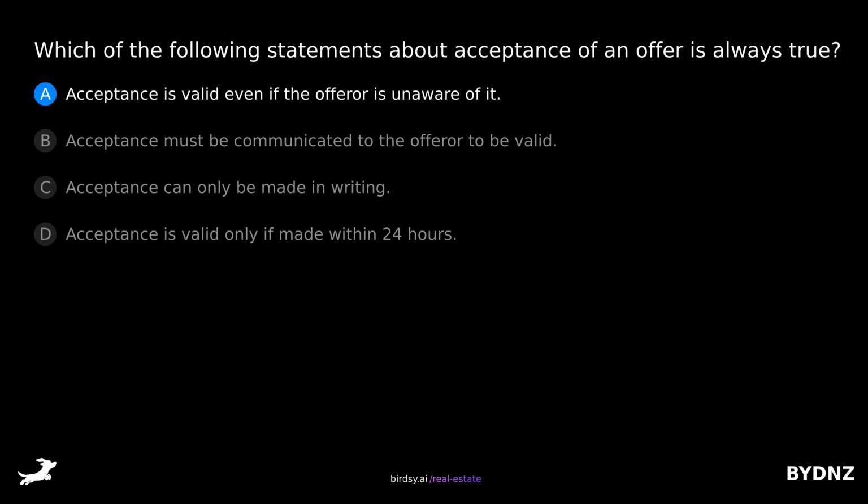Which of the following statements about acceptance of an offer is always true? Is it A. Acceptance is valid even if the offeror is unaware of it? B. Acceptance must be communicated to the offeror to be valid? C. Acceptance can only be made in writing? Or D. Acceptance is valid only if made within 24 hours? The correct answer is B. Acceptance must be communicated to the offeror to be valid.